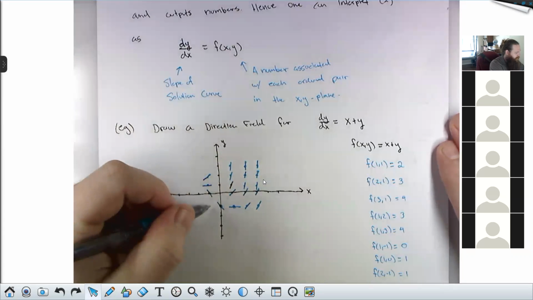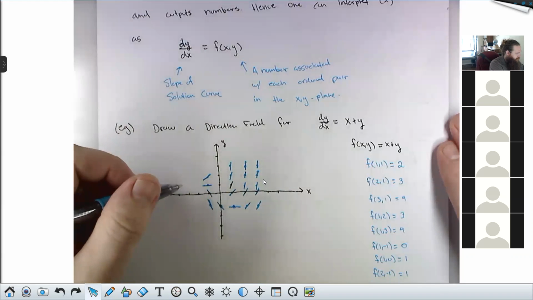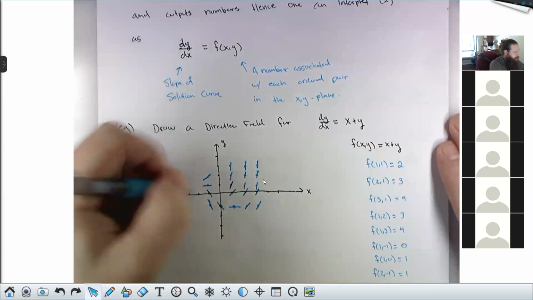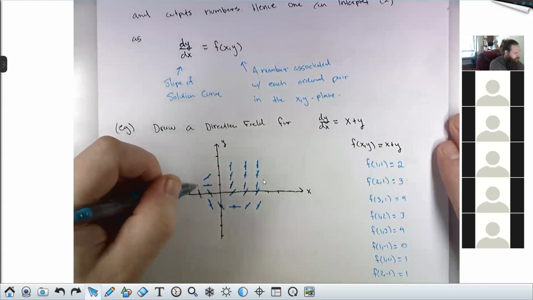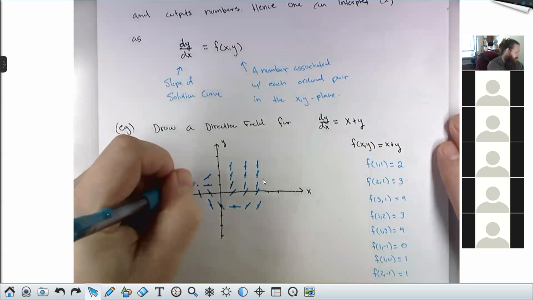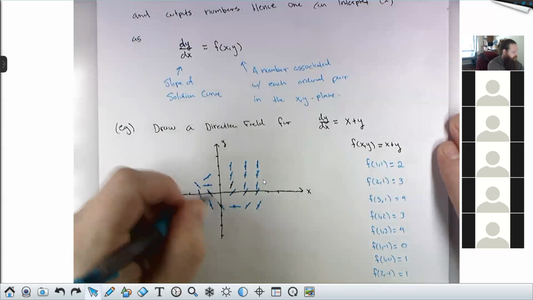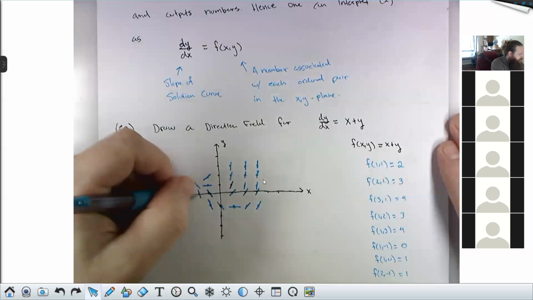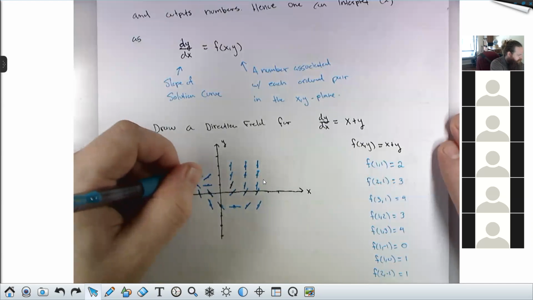Let's do a few more. How about -1, -1? That would give me -2. Where else do we want to go here? Let's go out one more this way. So -2, 0, that would be slope -2. -2, +1 would be a slope of -1. We start to see something kind of interesting happening here along this line. What else do we want to do? Let's say -2, +2. That would give me 0 again.